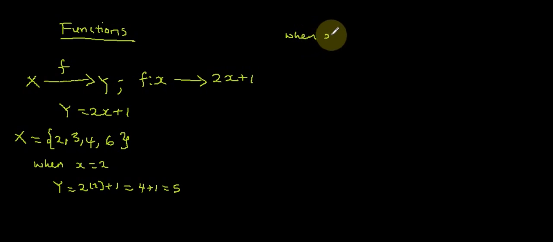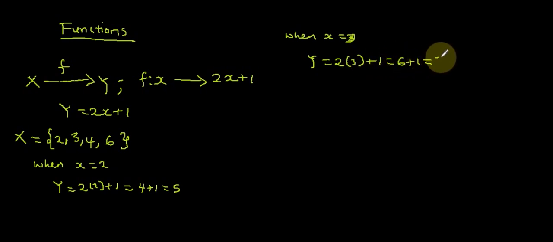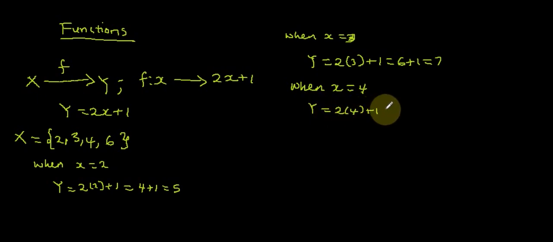When x is 3, we have our y to be 2 into 3 plus 1, which is equal to 6 plus 1, which is 7. Also for when x is 4, we have y is 2 into 4 plus 1, which is 8 plus 1, which will give us 9.